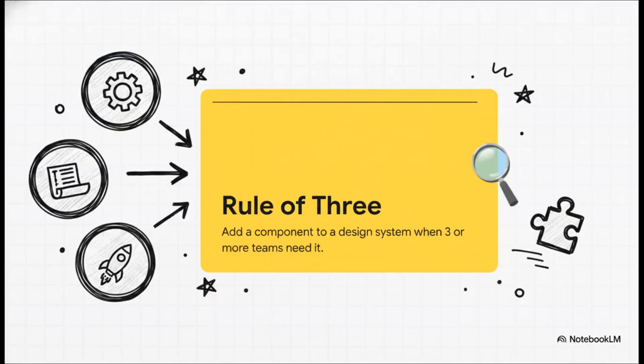Now, for those of you navigating more complex company setups, you absolutely have to keep this golden rule in mind. The rule of 3. You only add a component to a design system when 3 or more teams, projects, or products need it or are already using it. It's just a brilliant, straightforward way to prevent premature component creation and keep your whole design system lean and focused on what matters.